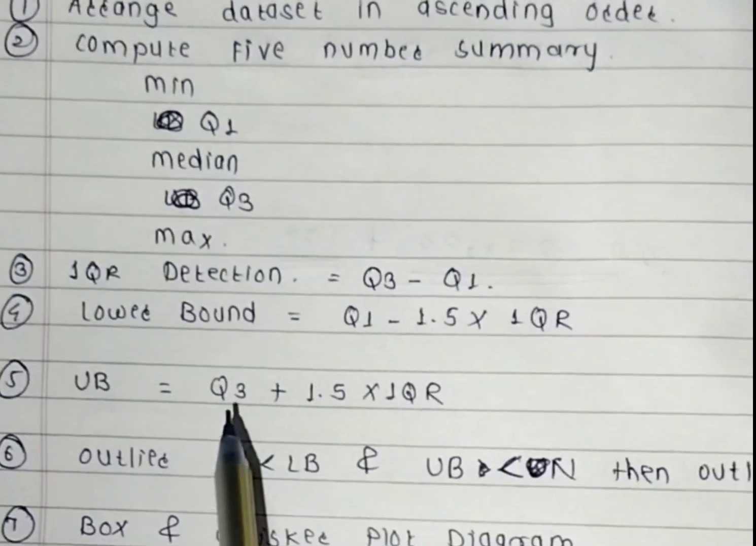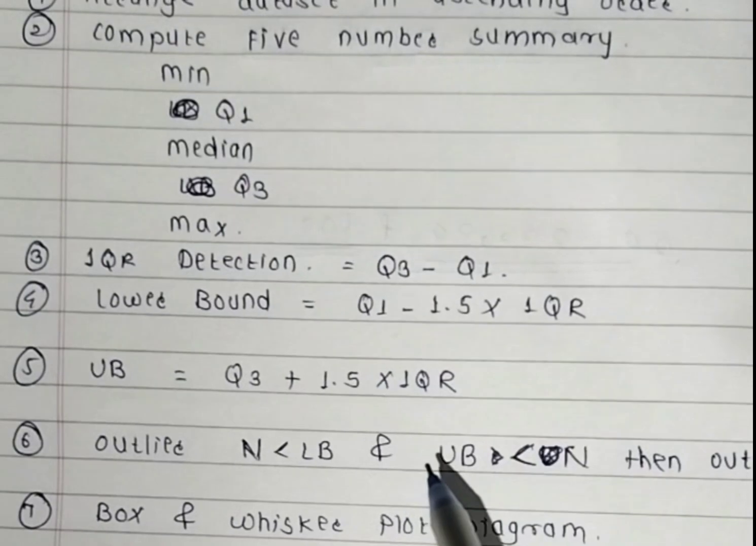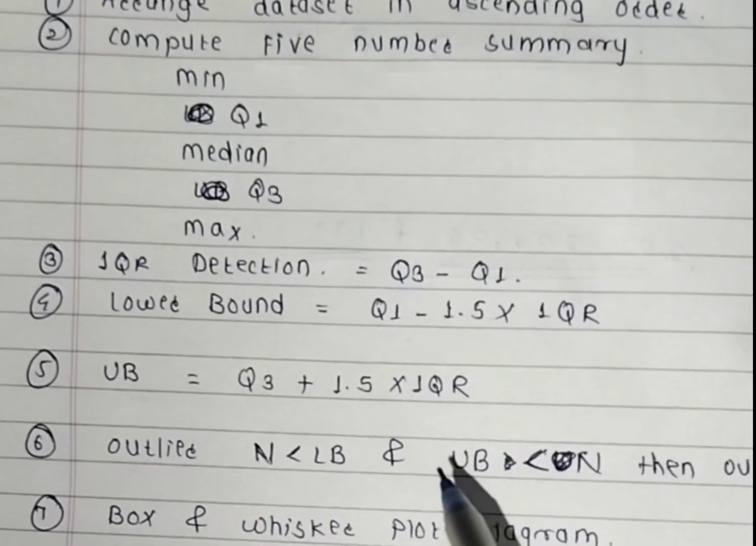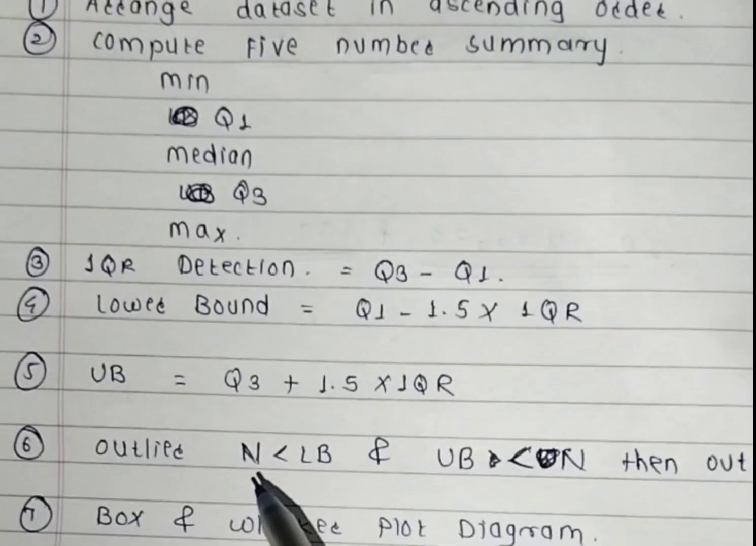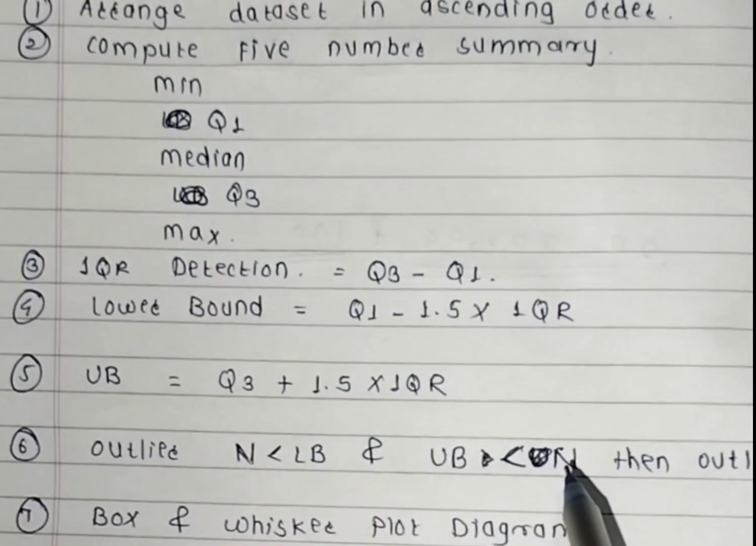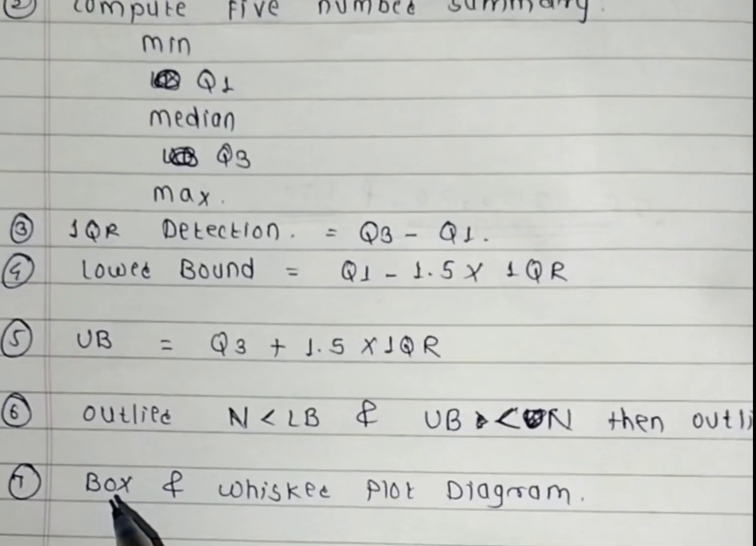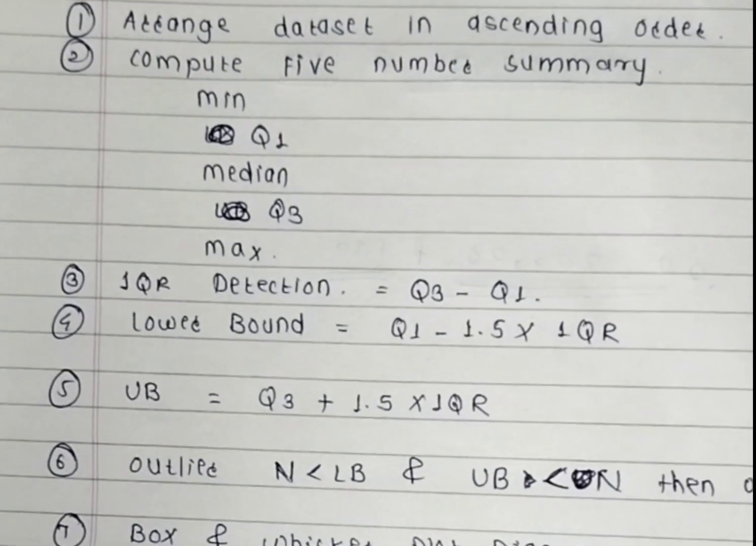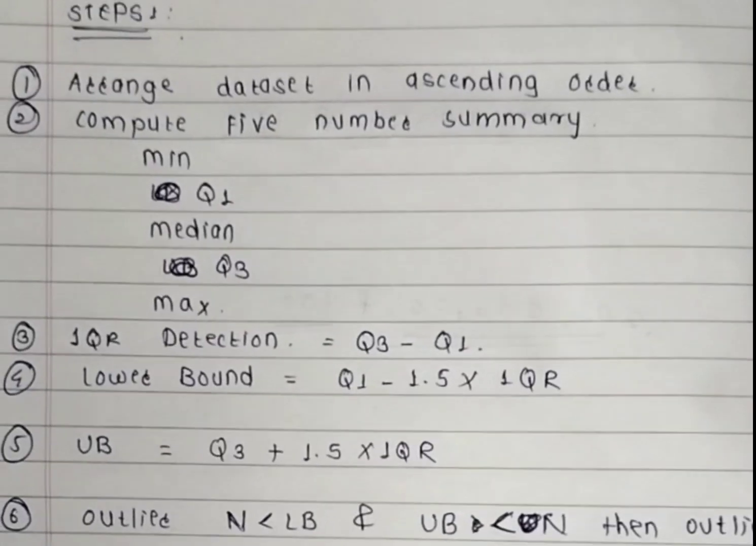And all the numbers present in the data set should be within the lower bound and the upper bound. If any number is less than the lower bound or greater than the upper bound, it will be considered an outlier. And then we will do the box and whisker plot diagram representation of the whole data set and the outliers.